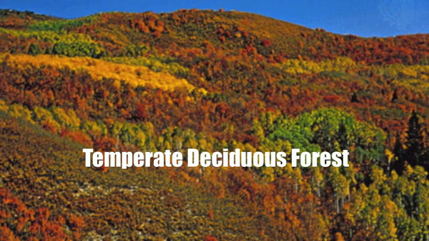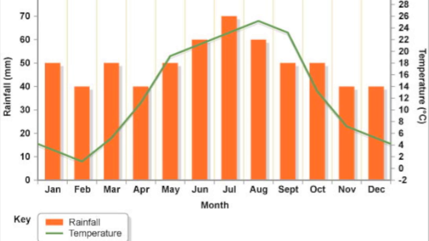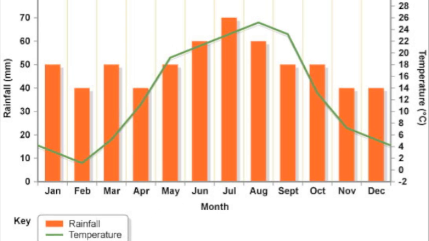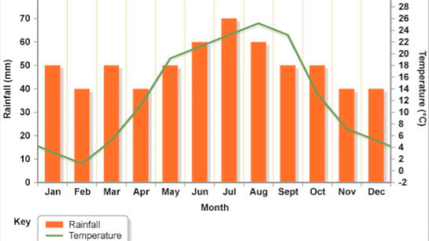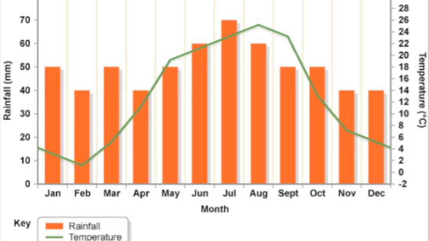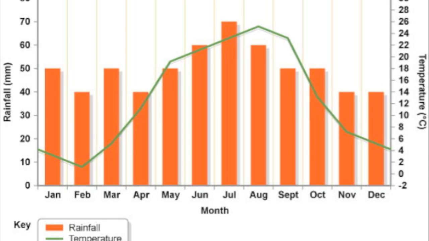Temperate Deciduous Forest by Rochelle Leugner. The average yearly rainfall is 75 to 150 centimeters. The average yearly temperature is 30 degrees Celsius or 86 degrees Fahrenheit. The summer months of July till August have the most heat and rain.